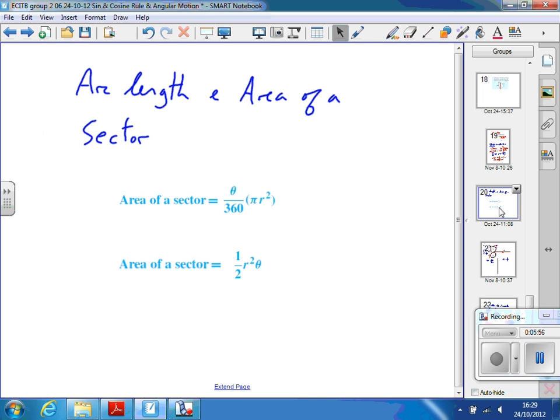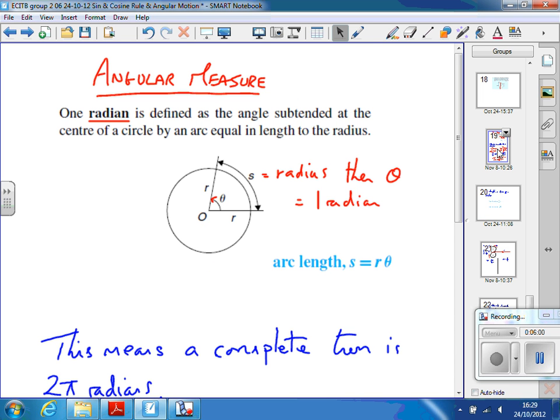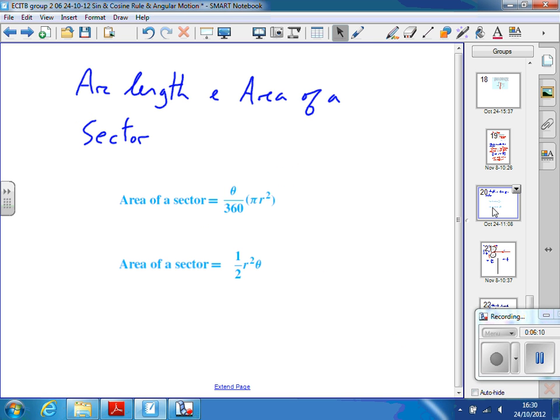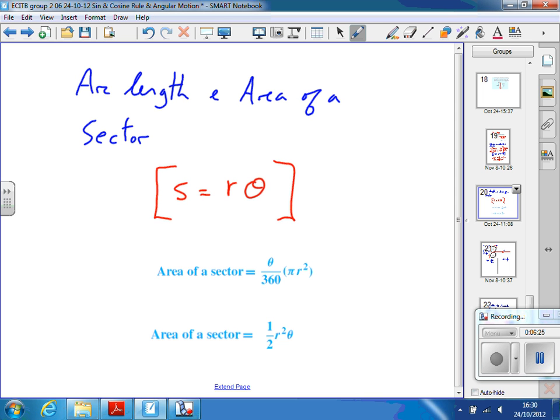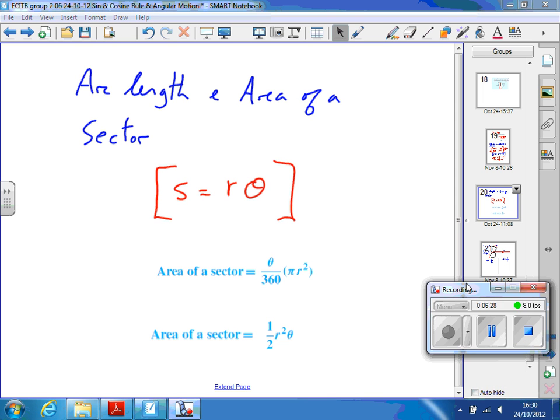Arc length and area of a sector. So the arc length we've talked about, the arc length is r times theta. So if I just move this down, we've got already the arc length r theta, and we also have those two.